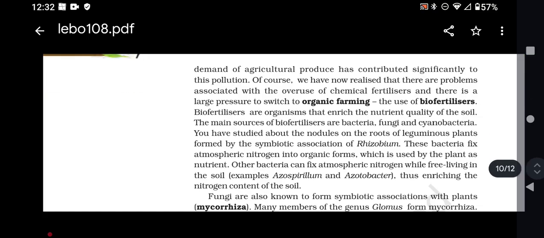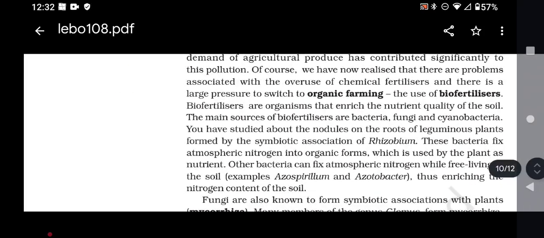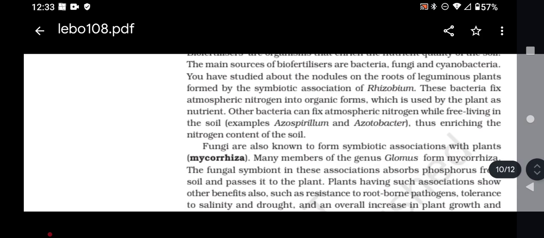You have studied about the nodules on the roots of leguminous plants formed by the symbiotic association of rhizobium. These bacteria fix atmospheric nitrogen into organic forms, which is used by the plant as nutrient. Other bacteria can fix atmospheric nitrogen while free living in the soil. Example, Azospirillum and Azotobacter, thus enriching the nitrogen content of the soil.